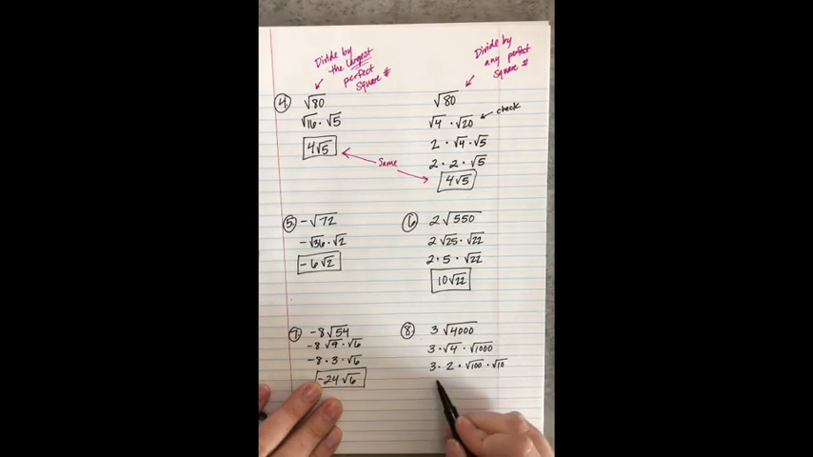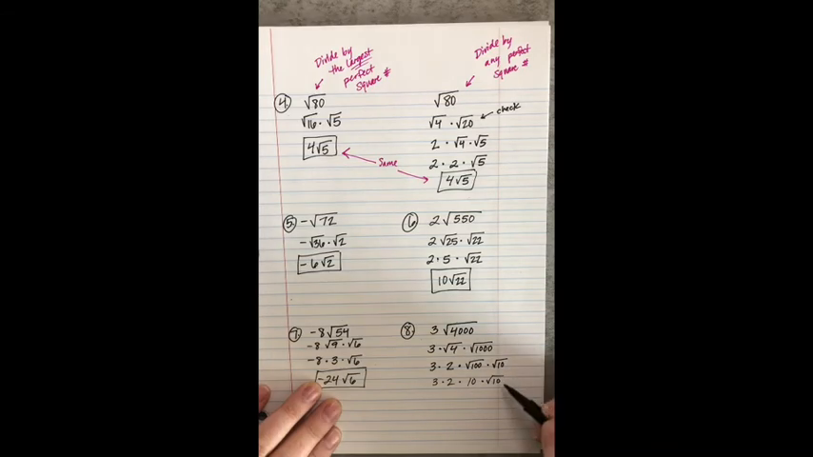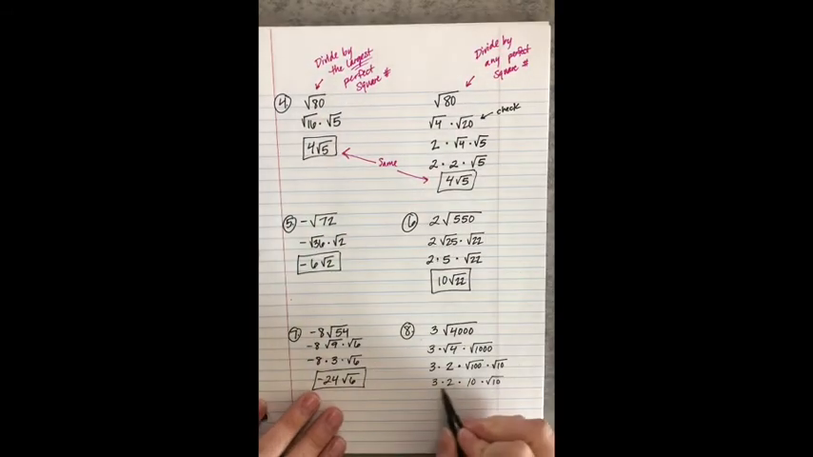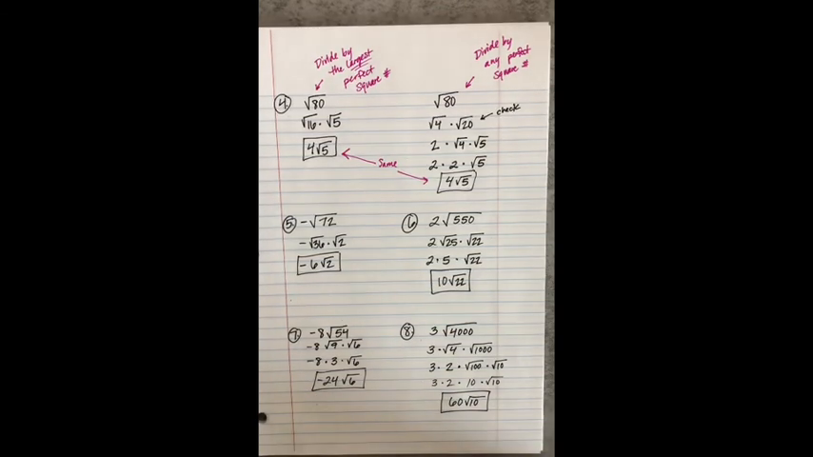Okay, so square root of 100 is 10, and then the square root of 10, I can't break that down further because 9 doesn't divide into 10 nicely, 4 doesn't go into 10 nicely, and 1 doesn't matter. So now I just multiply the stuff out here. 3 times 2 is 6, 6 times 10 is 60, and then I leave the square root of 10, so my final answer is 60 root 10.